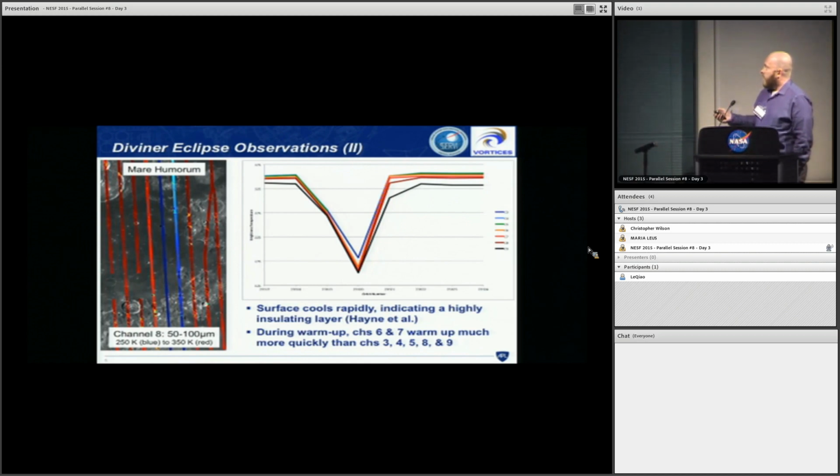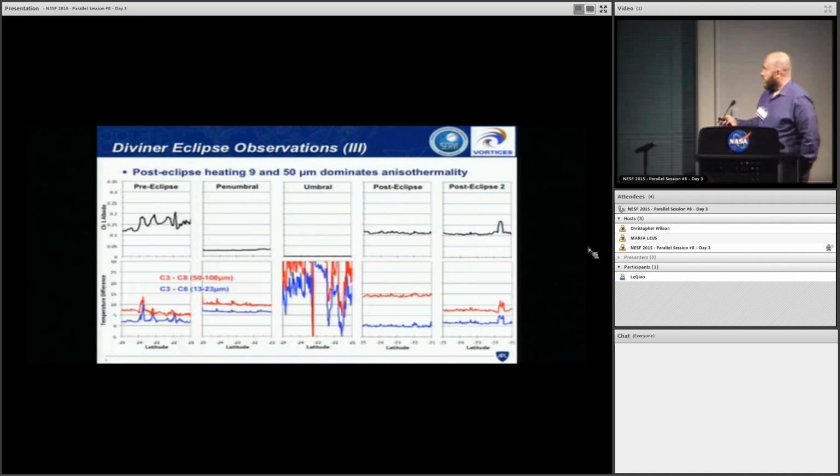This is typical data, and right after the eclipse, the several Diviner channels, the 3 8-micron channels, and then the next 2 long-wave channels, channel 6, which is 13 to 23 microns, and channel 7, which is 26 to 41 microns, basically collapsed on top of each other, which is very unusual because you would expect there to be a high isothermal signal coming out of the eclipse because the rocks will be a different temperature than the soil.